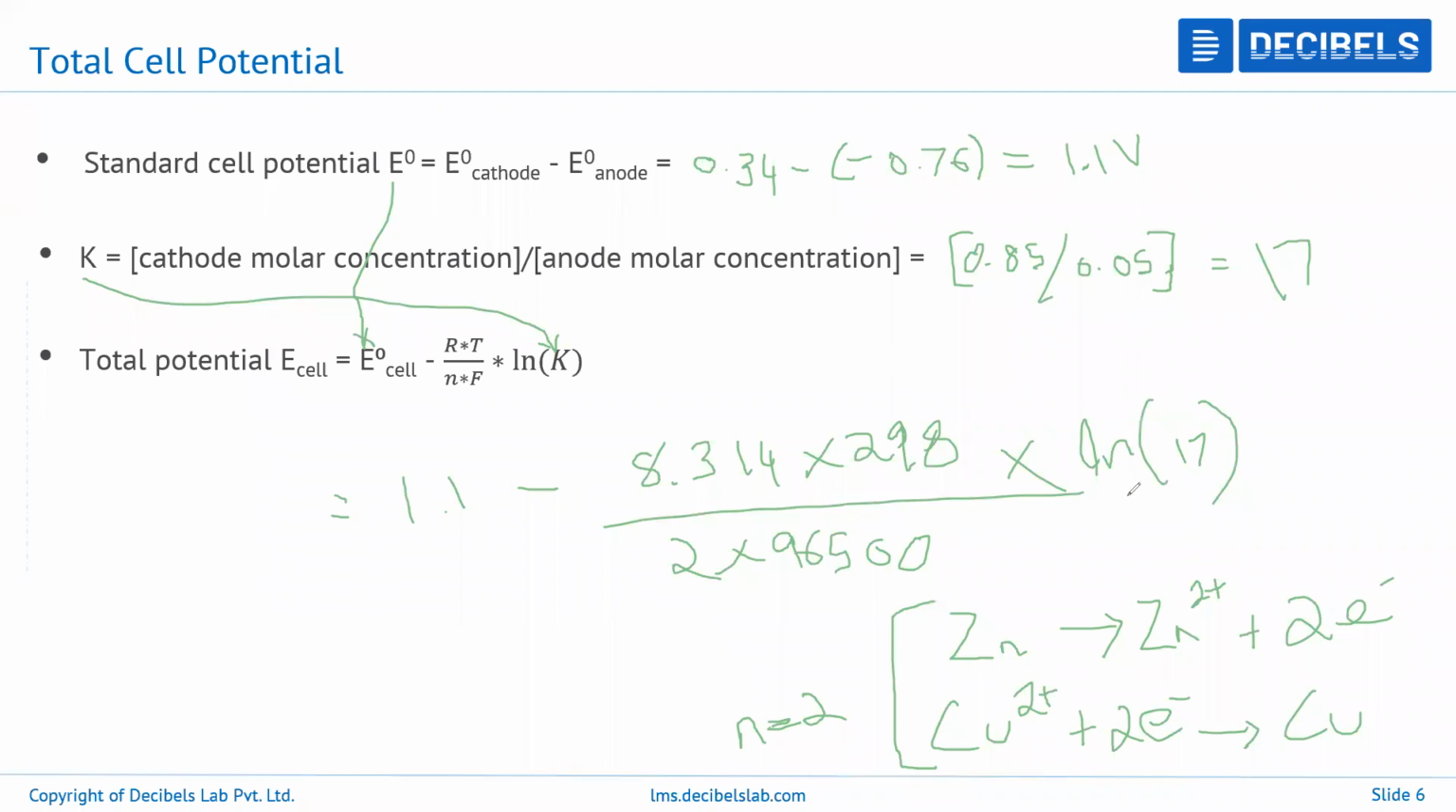You have to do ln, which is natural log, not log to the base 10. Please do ln. Once you perform this calculation, can you please type it in the chat box? What are the answers each one of you is getting? If your calculation is right, it should be 1.06 volts. Is everyone getting this answer? 1.063, yes.